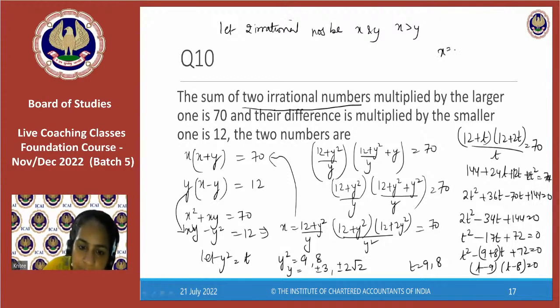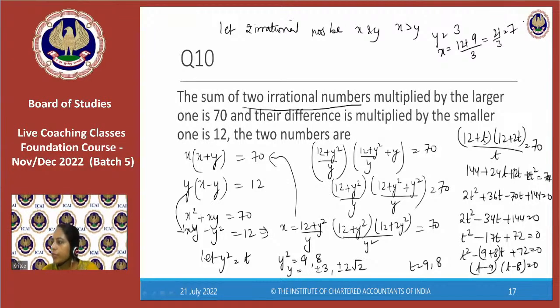So value of x will be, if I am saying y is equal to 3, 12 plus 3 square, 9, by 3. That is 21 by 3, 7. But we need irrational numbers.